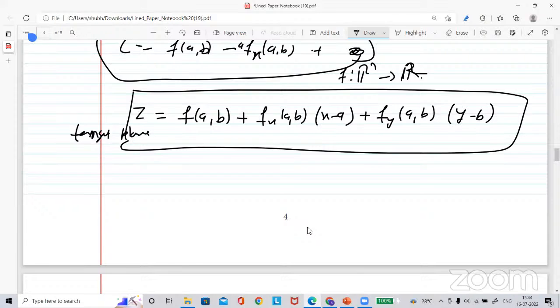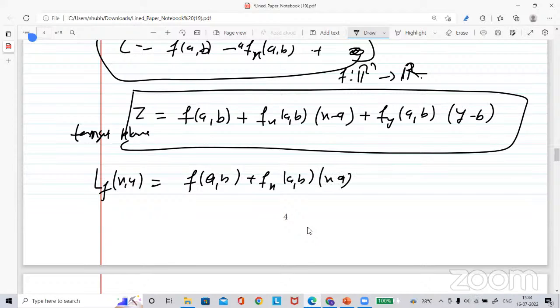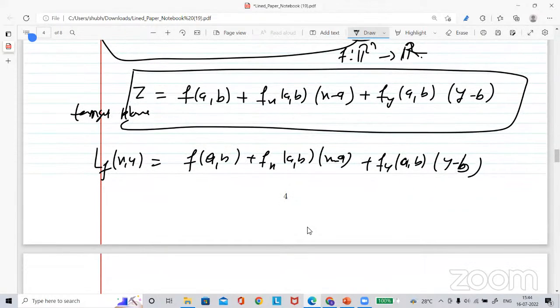In linear approximation, this is the same expression, but it is written like this, L(f). It looks quite similar. That's why I am asking what the relation between those is.